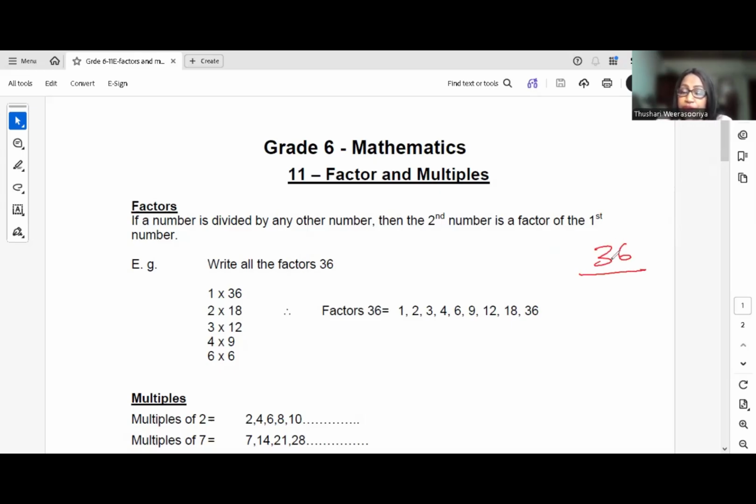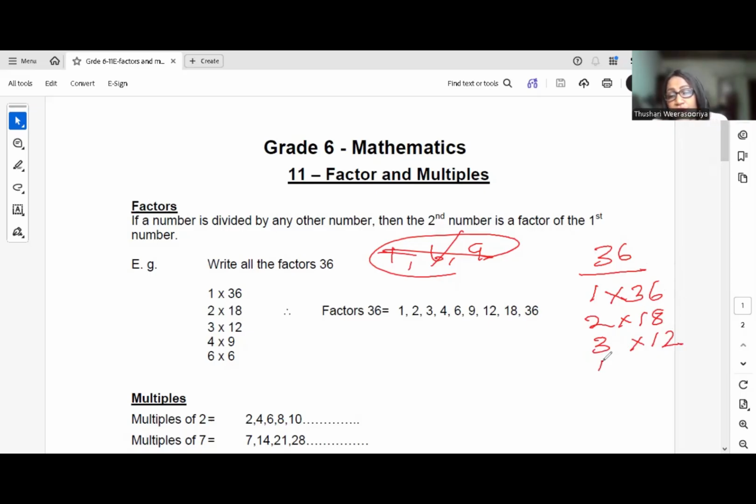You write 36. Now, definitely this is divisible by 1, so start with 1. Don't just write factors like 1, 6, 9, like that. Don't do it this way because there is no proper order. To get a proper order, we write the working part like this. 1 into 36. Is this divisible by 2? Yes. 2 into 18. Is this divisible by 3? Yes. 3 into 12. Is this divisible by 4? Yes. 4 into 9. See, I go according to the order.